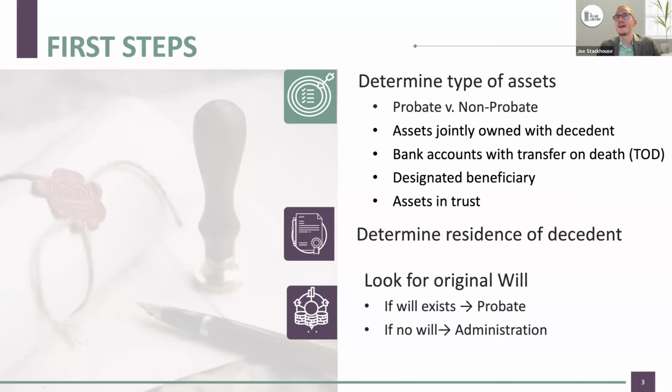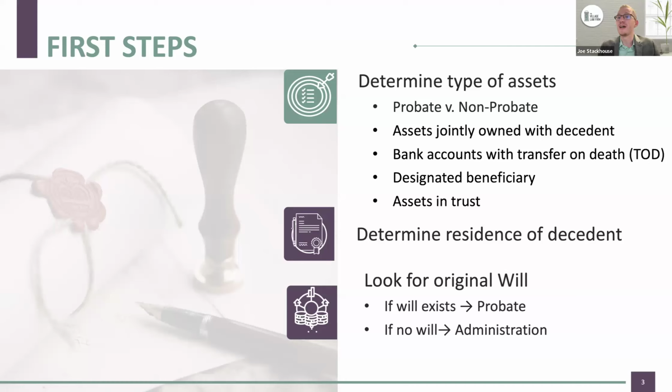But the way an asset can avoid probate is a couple different ways. First, if an asset's jointly owned with a decedent, and what that means is jointly owned bank accounts, jointly owned real property, anything that would automatically transfer to a joint owner as soon as that person passes away, that property doesn't have to go through probate. Any bank accounts that name a transfer on death beneficiary, a transfer on death beneficiary designation just says that when I pass away, this account will automatically go to this person or this trust. Those will also avoid probate.